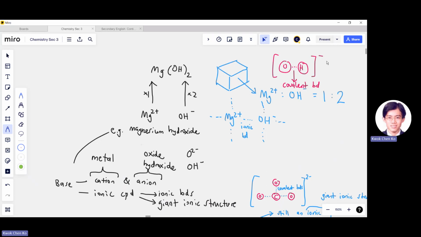Okay, so just keep that in mind. Reminder, H is a non-metal. Even though, if you look at your periodic table, H is closer to the side of the metals, it is considered a non-metal. So therefore, O and H have a covalent bond in between, because O and H are both non-metals.